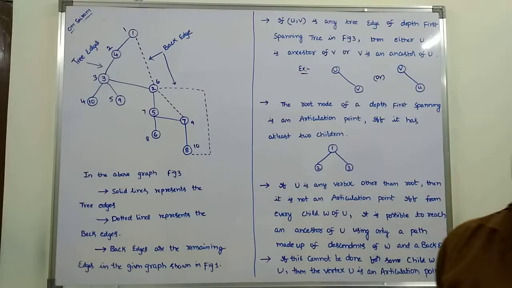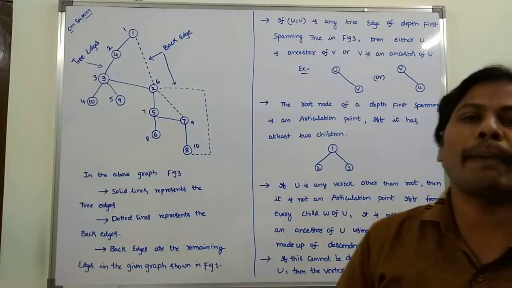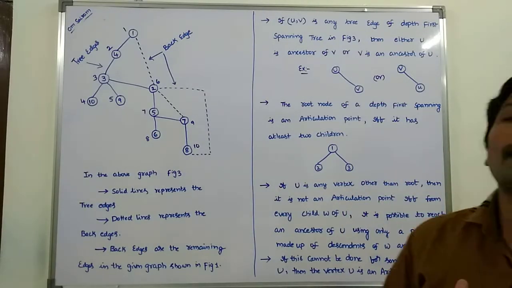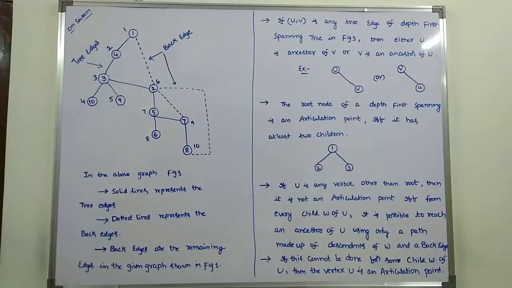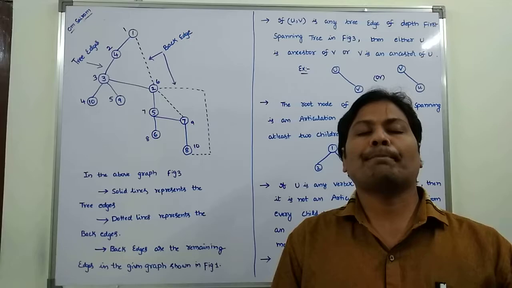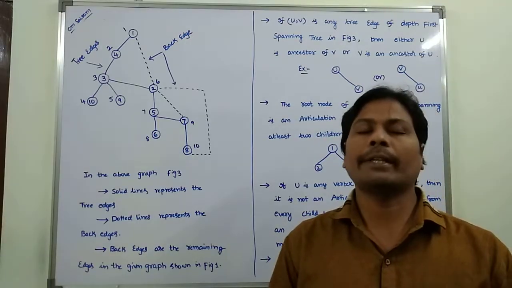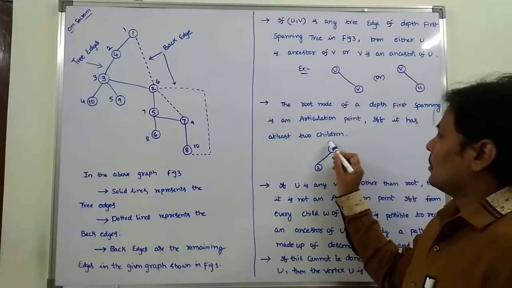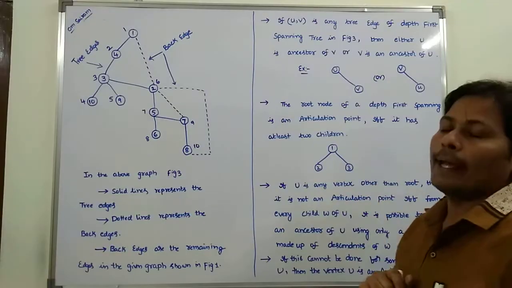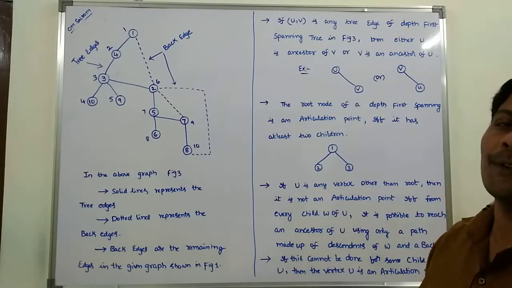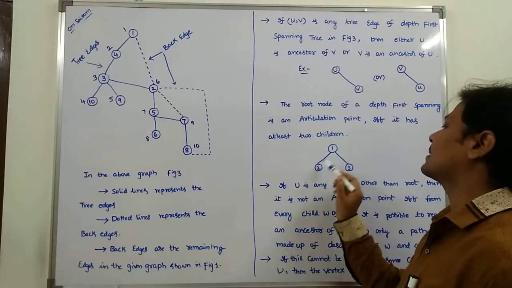Both are correct. Next, if the root node of a depth first spanning tree has two children, then the root node is called an articulation point. The root node of a depth first spanning tree is called an articulation point if and only if it has two children. For example, vertex 1 is an articulation point if and only if it is the root node of the depth first spanning tree and it contains two children.